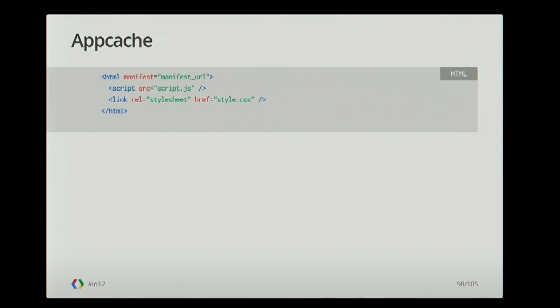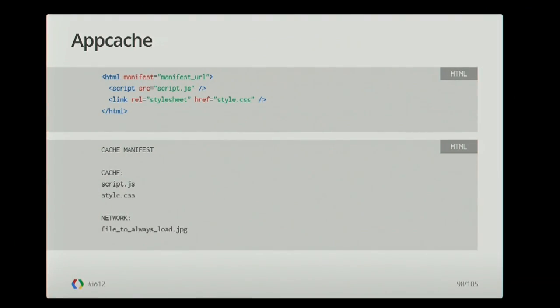So here's a very simple example HTML file. What I want to call out is the manifest up top. The manifest is basically a text file that lists all the resources on the website. So for example, here we have a script file and a style sheet. And so our manifest file would look something like this. It says cache the script and the style sheet. And you can also specify some files that you always want to load off of the network and never cache. In this case, this image is always going to come from the network.